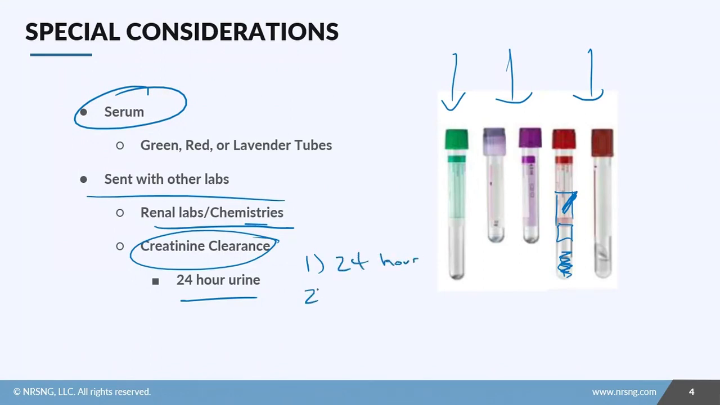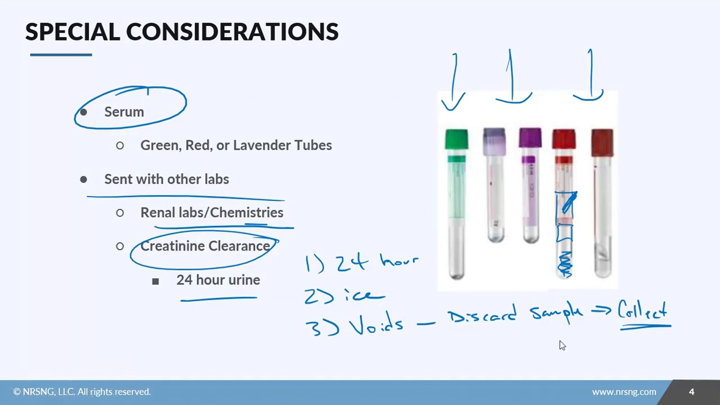It needs to be put on ice. And the last thing is, you need to make sure your patient voids. And then you discard that sample, and then you start collecting. So you always want to get rid of that first sample. That's the first thing you do, is you toss that first sample, you get rid of it, and then you start collecting all of the urine after that. And that's going to account for your 24-hour urine.